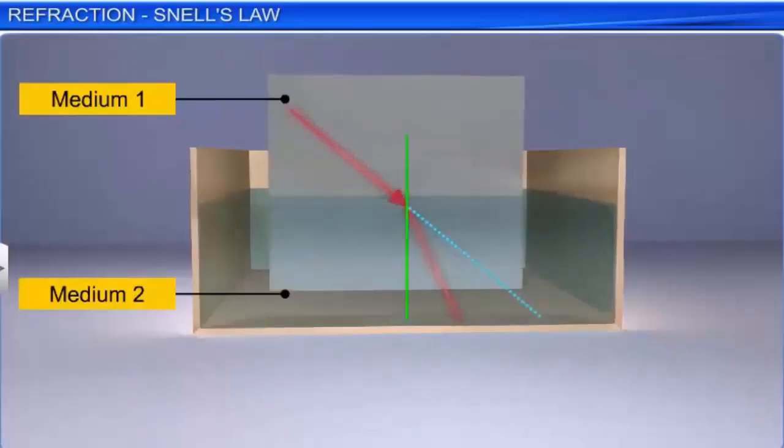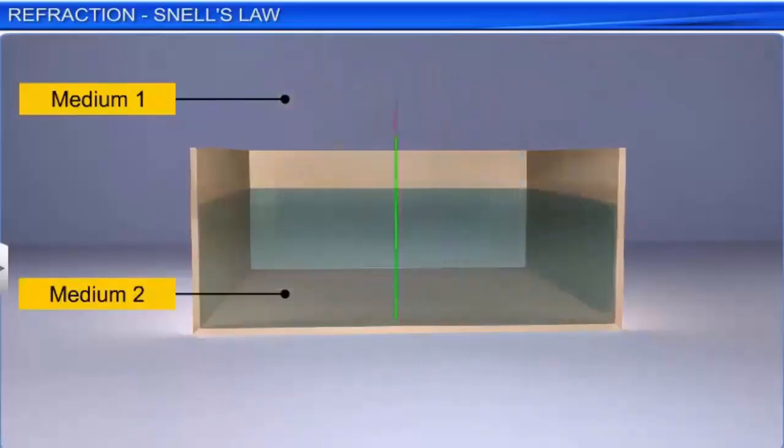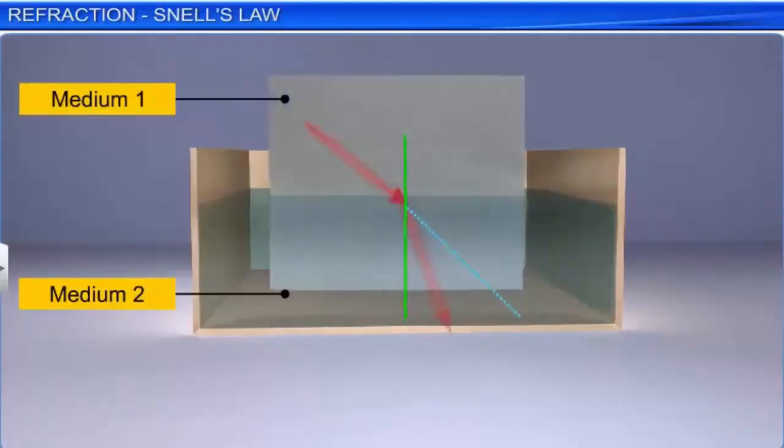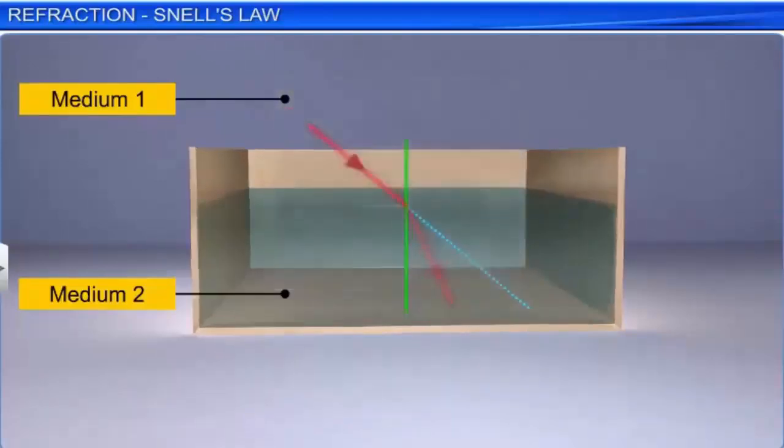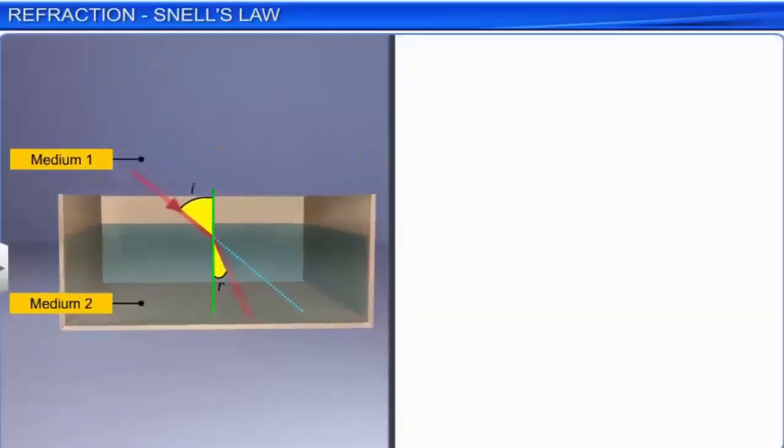2. For a given pair of media, the ratio of sine of the angle of incidence to sine of the angle of refraction is a constant. This can be written as sine I by sine R is constant and is known as Snell's law. The constant in this equation is called the refractive index of the second medium with respect to the first medium, and is denoted by N21.